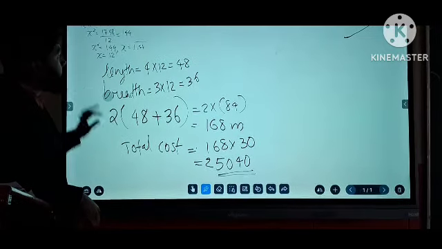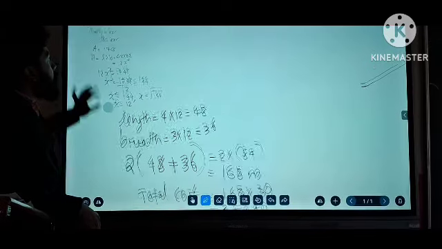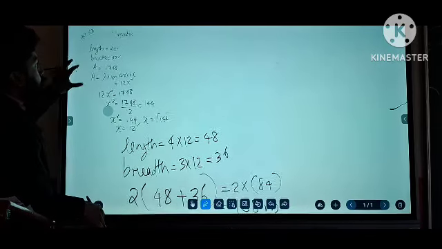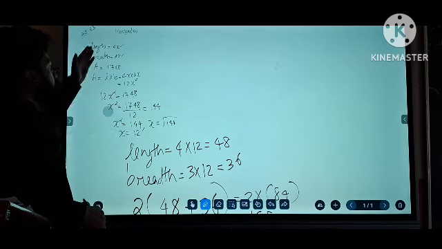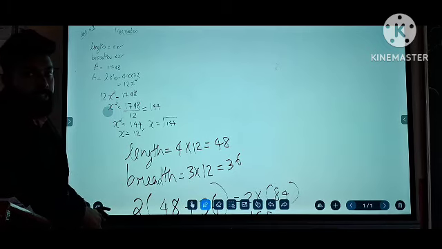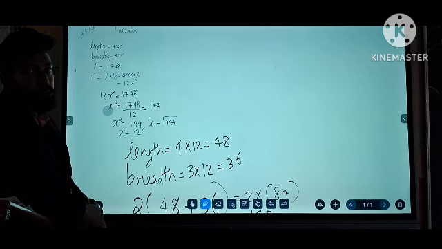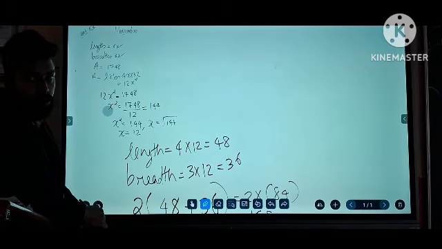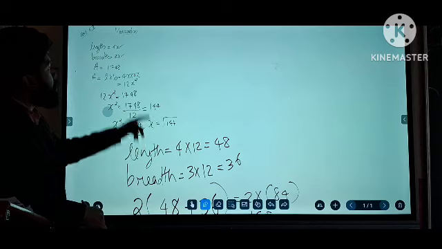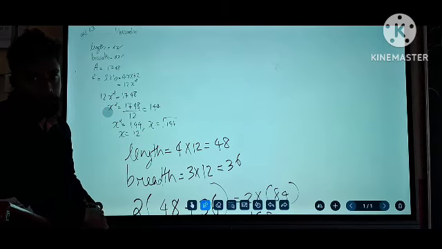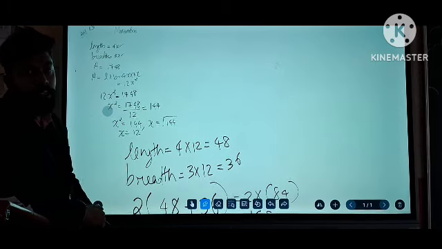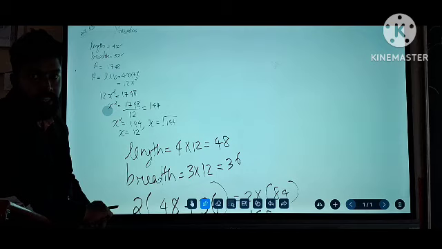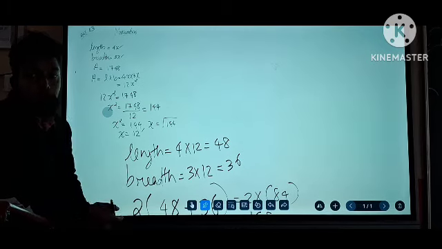So in this question it is given that the length and breadth are in ratio. So length is equal to 4x and the breadth is equal to 3x. Now by using the area, length into breadth is equal to area. From that we calculate the x value. When we have the x value, we find out the actual length and actual breadth. After getting the actual length and breadth, we find out the perimeter, because in this question we want to find out the total cost of fencing. Fencing is related with perimeter.